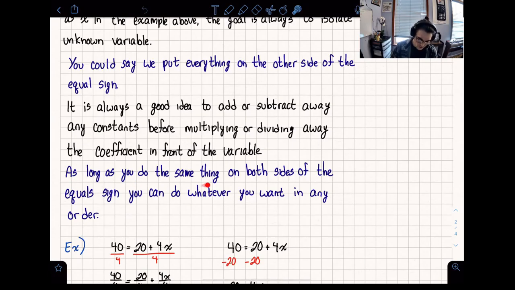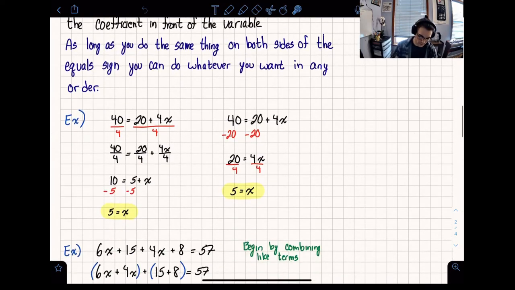As long as you do the same thing to both sides of the equal sign, you could do whatever you want in any order. And again, I'm going to build on these last two things that I mentioned here. We're going to build on this in this example here. So here I have the same example written out twice, and we're going to discuss both ways to isolate x here. So in the first method, I begin by dividing both sides of the equation by 4.